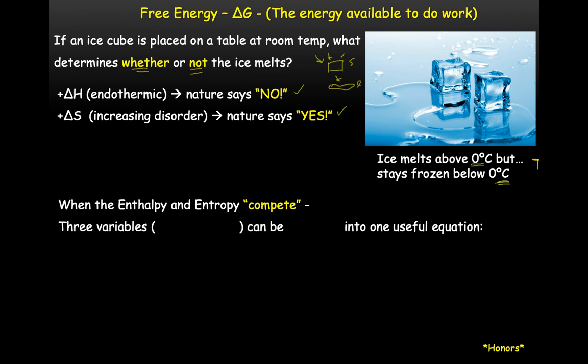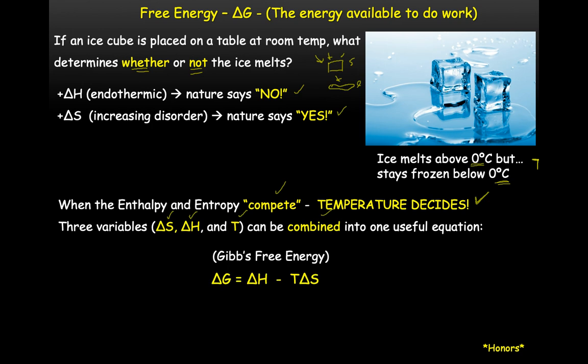Okay, so when enthalpy and entropy compete, which means nature pushes one but not the other, the temperature is going to decide what happens. So the variables of delta S, delta H, and delta T can be combined into a special, useful equation. What's nice about this is it takes three variables and makes it one variable, and this is called the Gibbs free energy. So basically, the Gibbs free energy is the absolute determination.